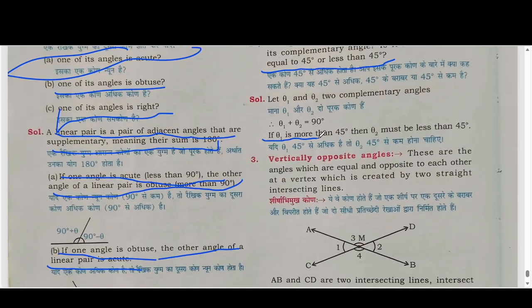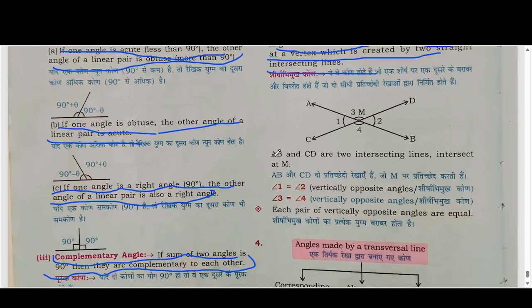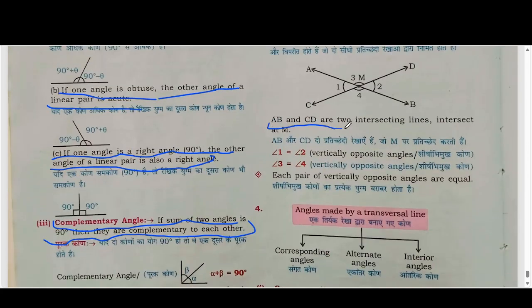If theta 1 is more than 45, then theta 2 must be less than 45. Next, vertically opposite angles. These are angles which are equal and opposite to each other at a vertex, created by two straight intersecting lines. AB and CD are two lines intersecting at a point. Angle 1 and angle 2 are vertically opposite angles, angle 3 and angle 4 are vertically opposite angles.